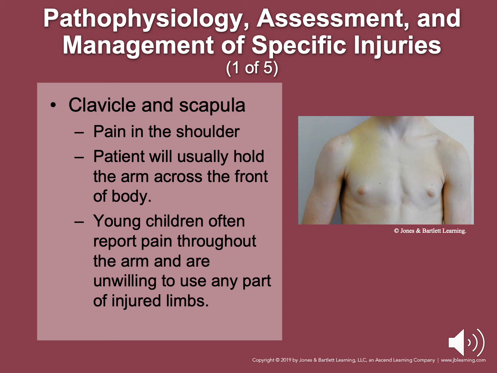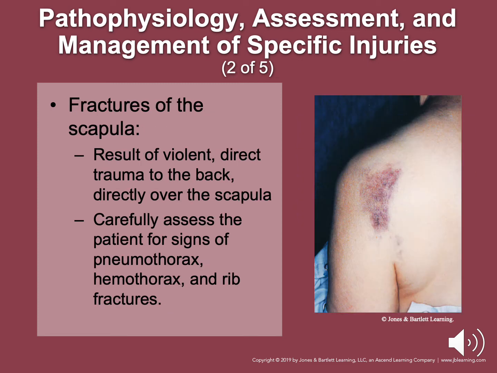Fractures of the scapula, or shoulder blade, occur much less frequently because the bone is well protected by many large muscles. A result of violent direct trauma to the back directly over the scapula may also injure the thoracic cage, lungs, and heart. Carefully assess the patient for signs of pneumothorax, hemothorax, and rib fracture. Abrasions, contusions, and significant swelling may occur, and the patient will often limit use of the arm.